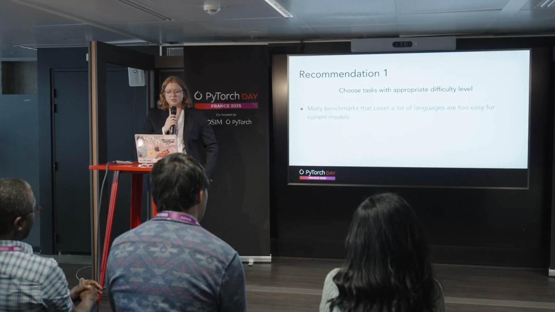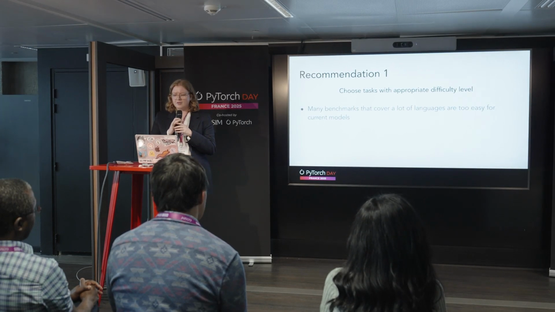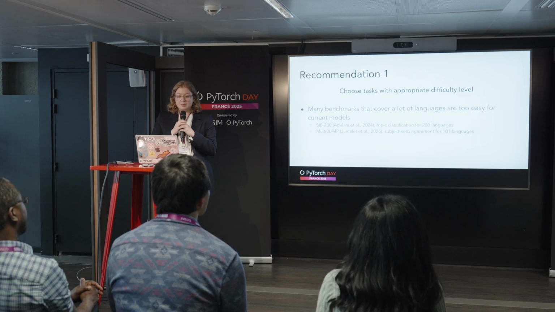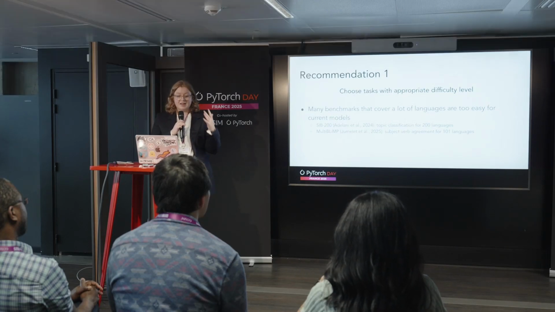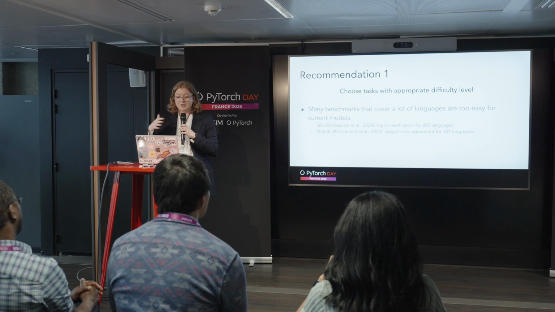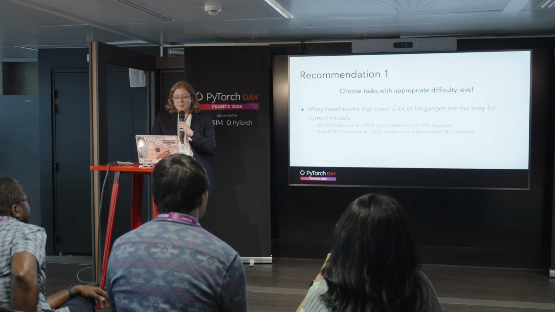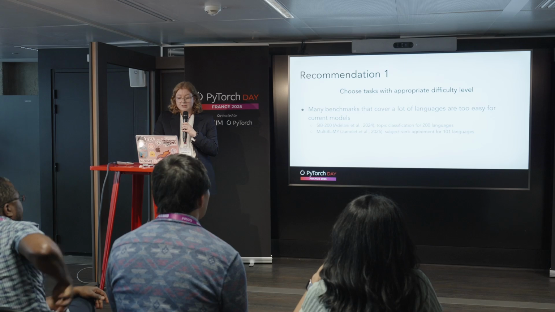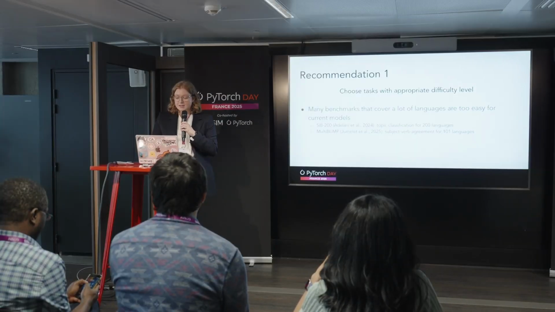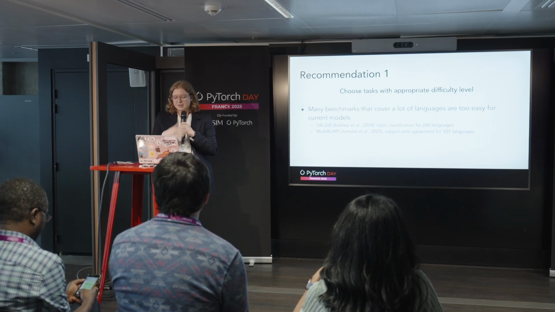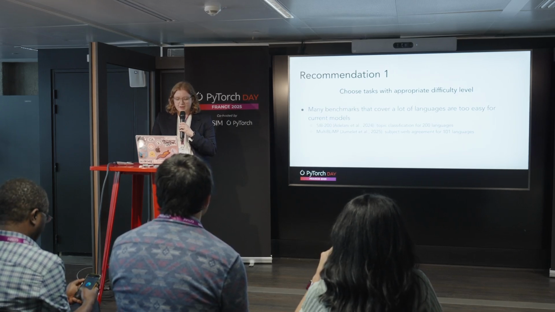Especially many benchmarks that cover a lot of languages are too easy for our current models. Some examples are SIB-200, which is a topic classification task that covers 200 languages, but it's really not going to evaluate our more recent, very large models. One that was released just last month is MultiBLiMP, which evaluates the ability for models to generate grammatical text. It covers 100 languages. I'll talk a little bit about this one.